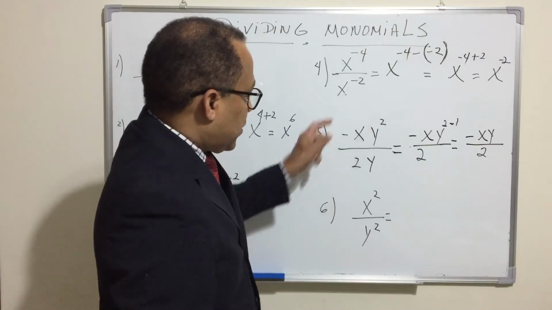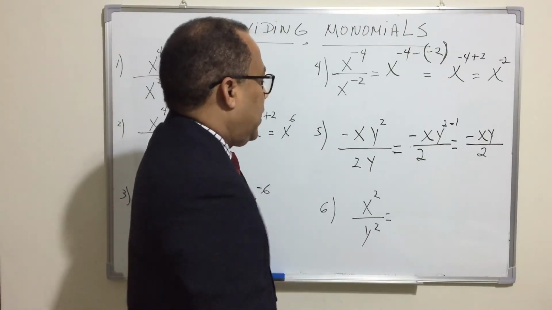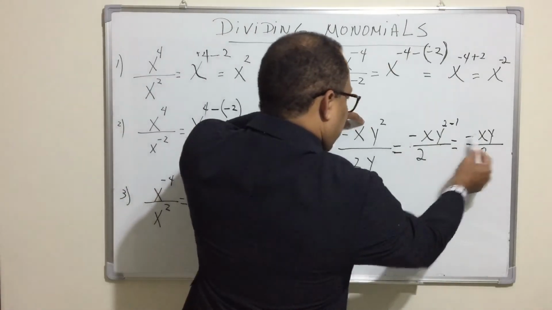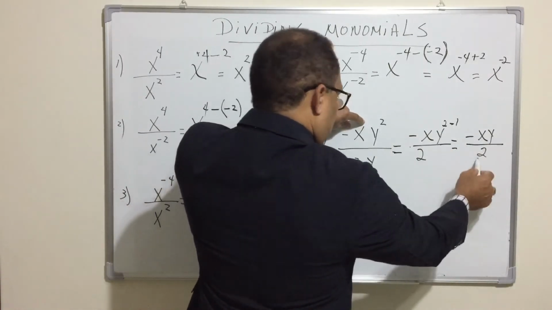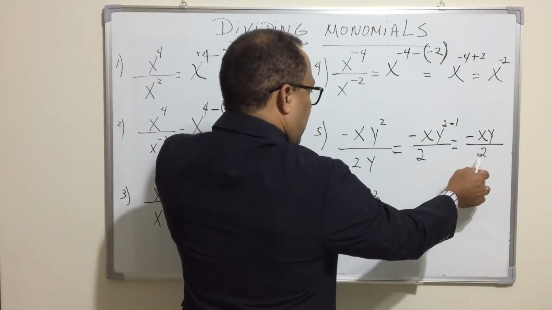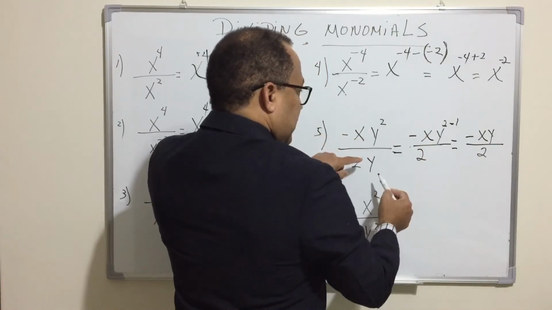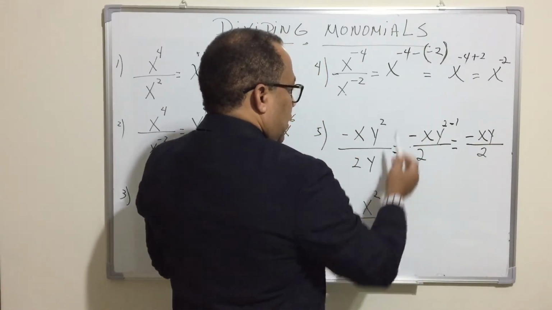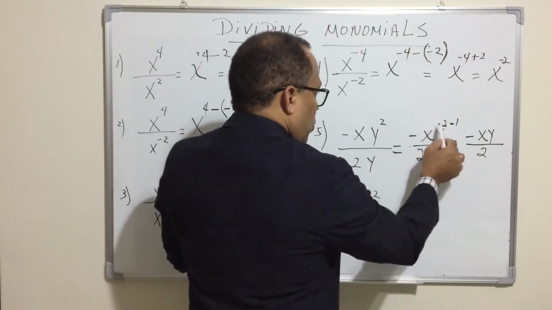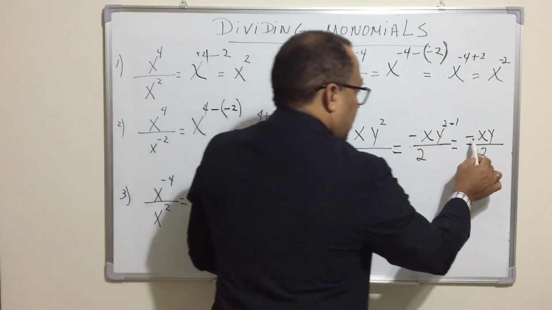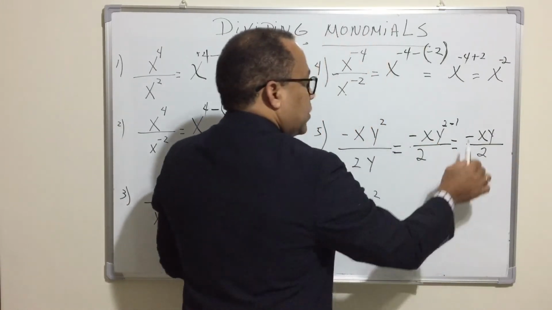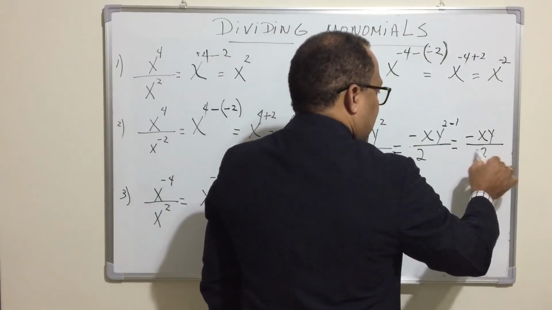Negative x y to the second divided by 2y equals negative x. There's no x down here, so I just copy the negative x. Bring down the 2, which is the denominator, and then I solve the y's, subtracting the exponents. Y, 2 minus 1, 1. Result, negative xy divided by 2.